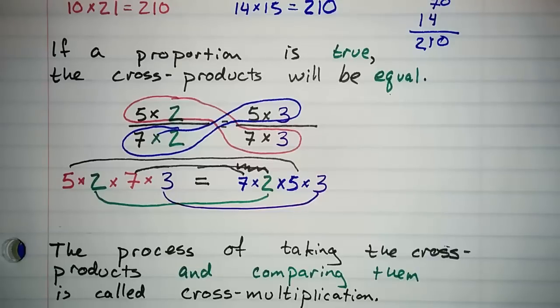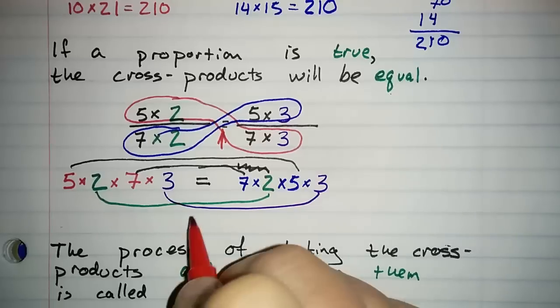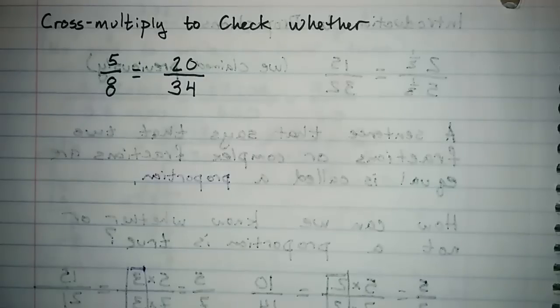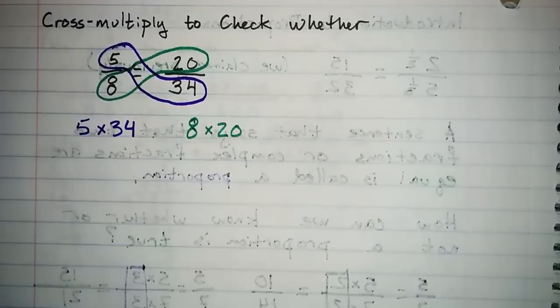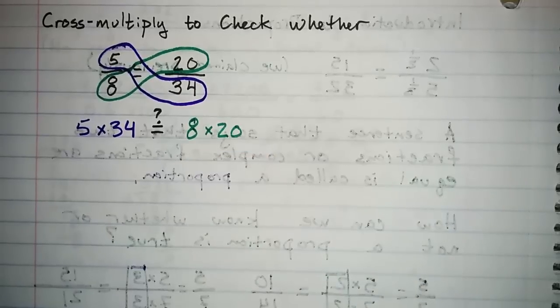When you go to cross multiply, you have to be looking at a proportion. This symbol in the middle has to be an equal sign. And you're going to say that the cross products are equal to each other and decide whether that's true. So we could cross multiply to check whether 5/8 equals 20/34. To do that, first we would take the cross products, 5 times 34 and 8 times 20, and we want to see, are they equal?